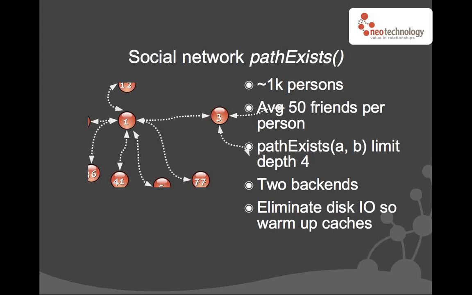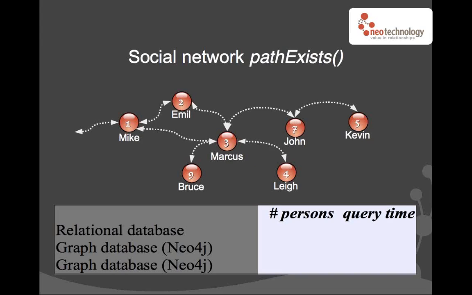But we eliminated disk I/O because we wanted the overhead of the actual model, not of going to disk. So we warmed up the caches. In this example, remember, we're grabbing two people at random, for example Mike and Kevin. Then we check: are Mike and Kevin connected within 4 hops? Mike to Emil, Emil to Marcus, Marcus to John, John to Kevin. 1, 2, 3, 4. The answer would be yes.